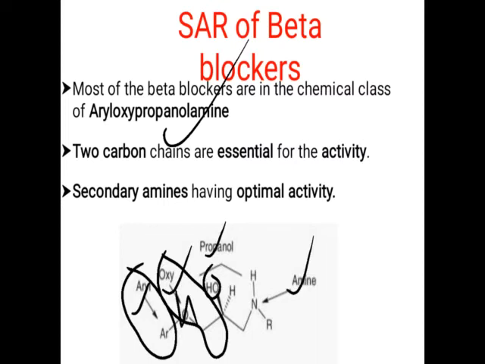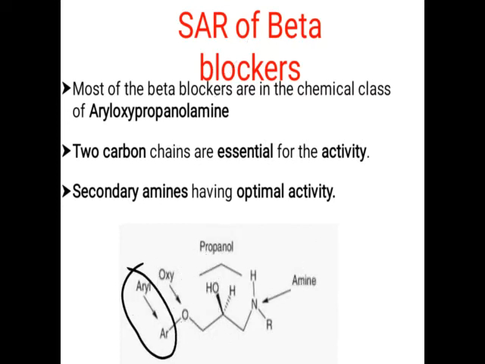Okay, now the two carbon chain is essential for the activity, what we have seen, and the secondary amine has the optimum activity. Now, going on with the SAR, this aryl group, already we have discussed, should not have the two hydroxy groups. So these two hydroxy groups can be replaced by the methyl sulfonamide group or OCH2 group, or absence of one of the hydroxy groups can produce the antagonist effect.